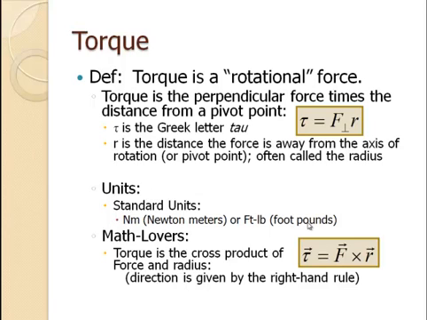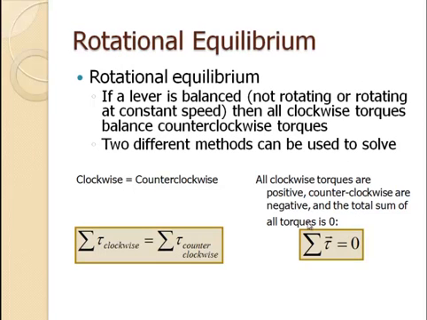Now, for those of you who have a special appreciation for vectors, torque is technically an example of a cross product. It's the cross product of force and radius, and it has a direction which is given by the right-hand rule. So, typically, when considering torques, we discuss a concept called rotational equilibrium.